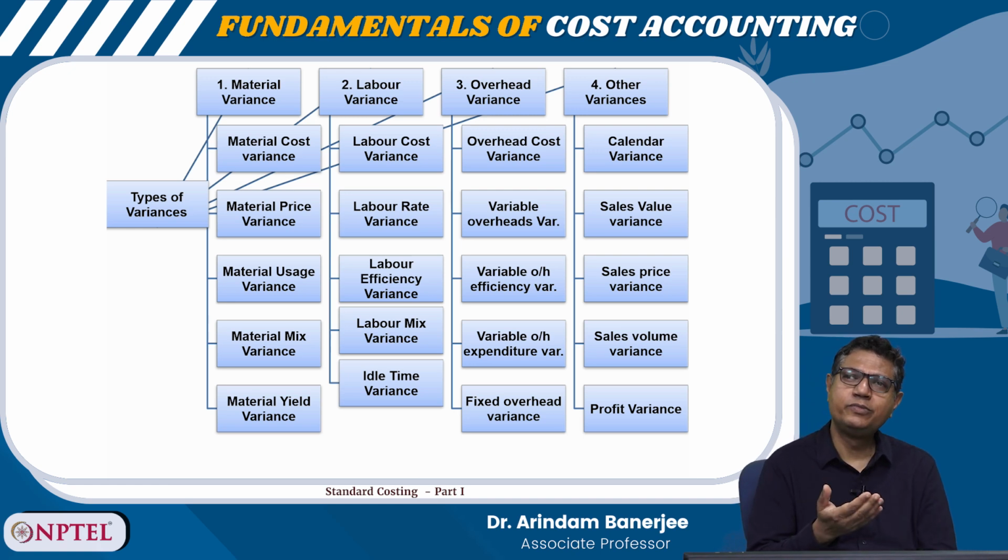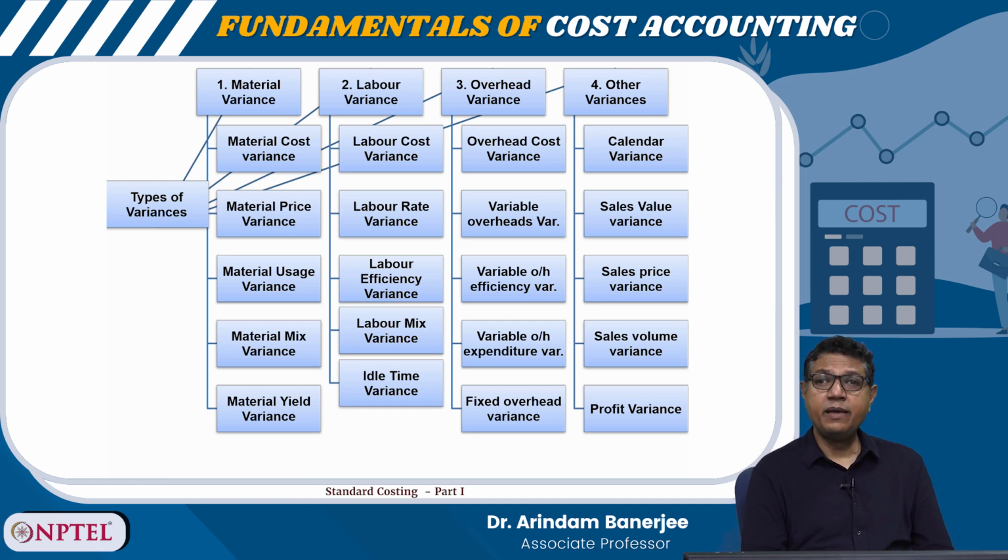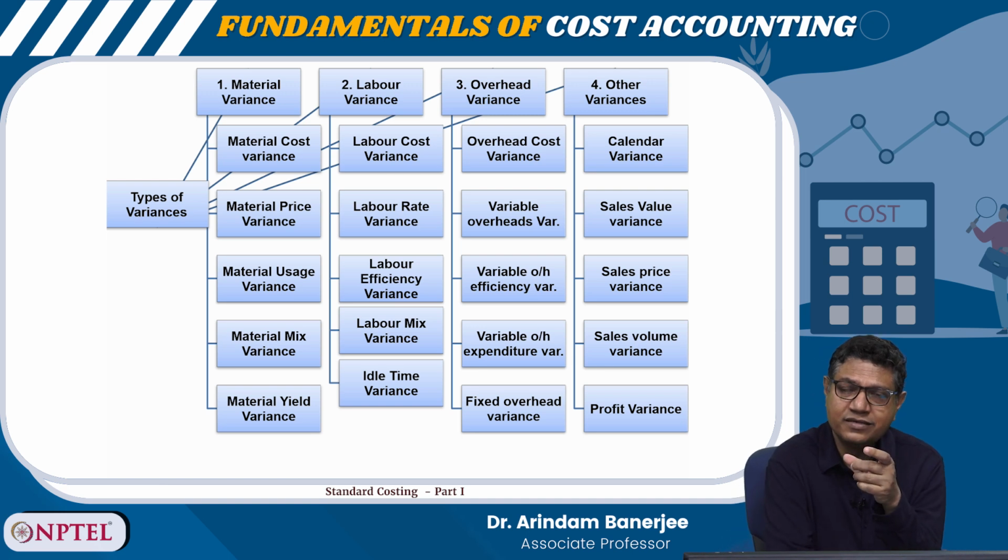The opposite is also possible, right? I assume that standard is 60 rupees per hour, but actually I am paying 50 rupees per hour. So, that is also possible, okay. Then labor efficiency variance: I assume that the labor will produce 10 units per hour, but actually it is producing 8 units per hour. So, when I see that there is a difference, I need to find out what is the reason for it.